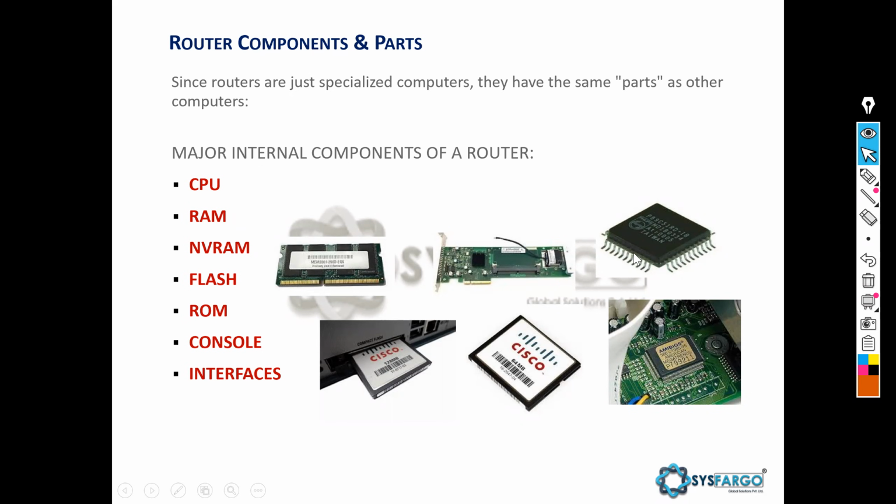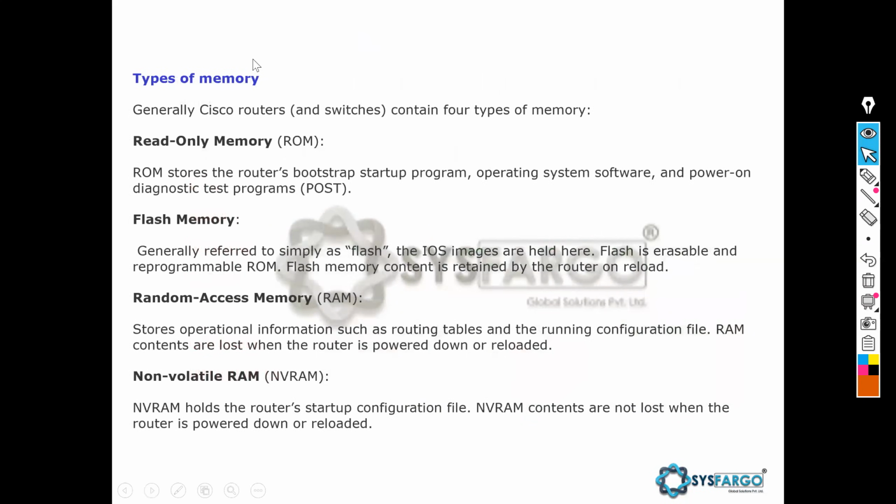Again, different components are required here. So let's see what different types of memory we have. We have ROM, which stands for read-only memory. It stores the bootstrap or startup program, operating system software, and POST, the power on self-test, which is a diagnostic program. So inside the router, we have one component called ROM, read-only memory. What exactly does it store? It stores the bootstrap program, then also the operating system, and POST, power on self-test.